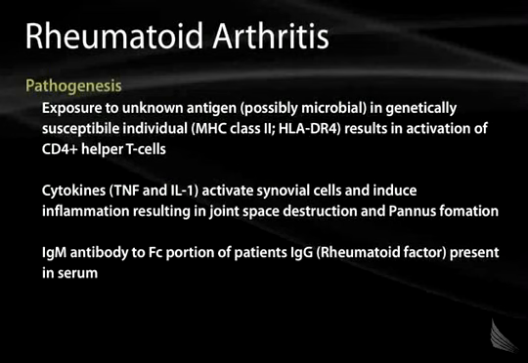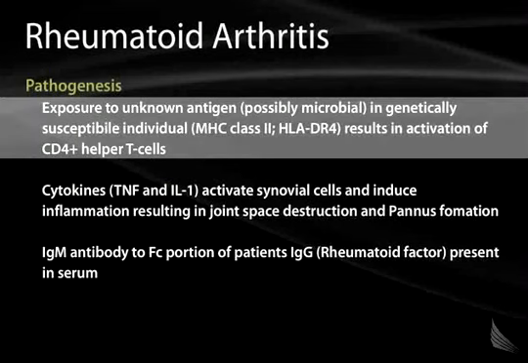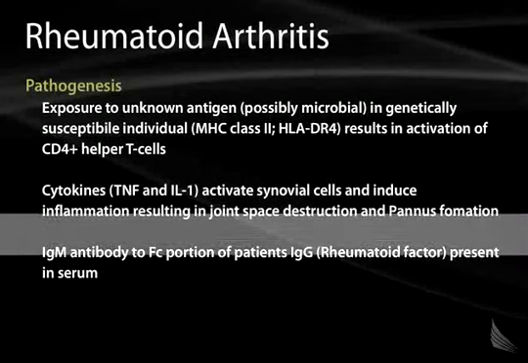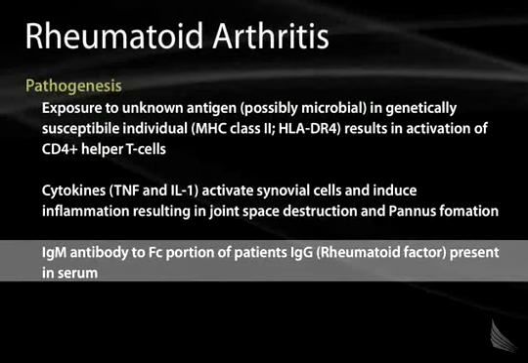The pathogenesis is somewhat unclear, but like many autoimmune disorders, it is thought that there's exposure to some sort of unknown antigen, possibly a microbial antigen, in genetically susceptible individuals. This results in the activation of CD4 positive helper T cells. There's the production of cytokines, including tumor necrosis factor and interleukin-1, which activates synovial cells and induces inflammation that results in joint space destruction and the formation of pannus. There has also been noted in some of these patients the development of IgM antibody to the Fc portion of the patient's IgG antibody present in their serum.